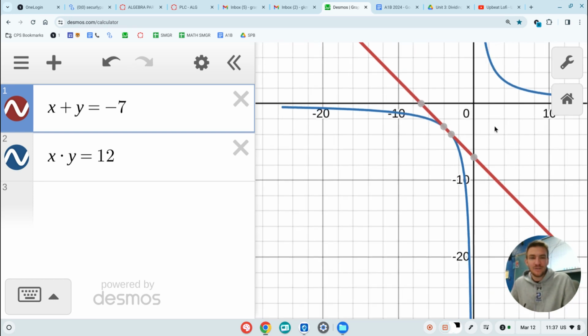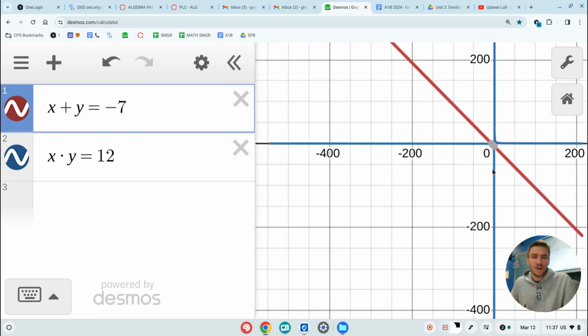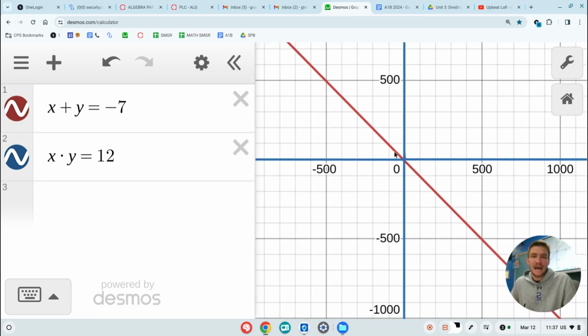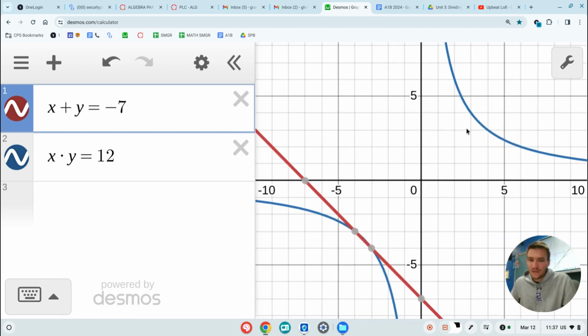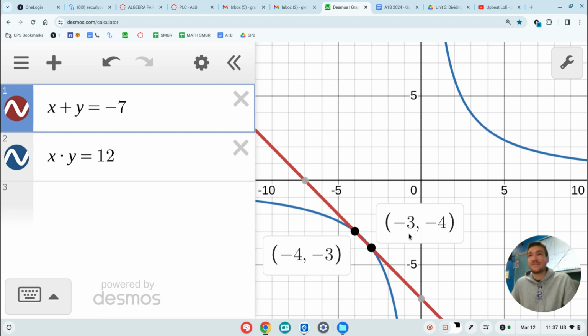No. And if you're zoomed out so far that you can see negative 1,000, can you tell which one of these dots is right? No. So press the home button. This is where they touch at -4, -3. Now there's another dot where they touch. Look at this. But that answer has the same two numbers. They're just opposite orders. So you can go with -4, -3, or -3, -4.